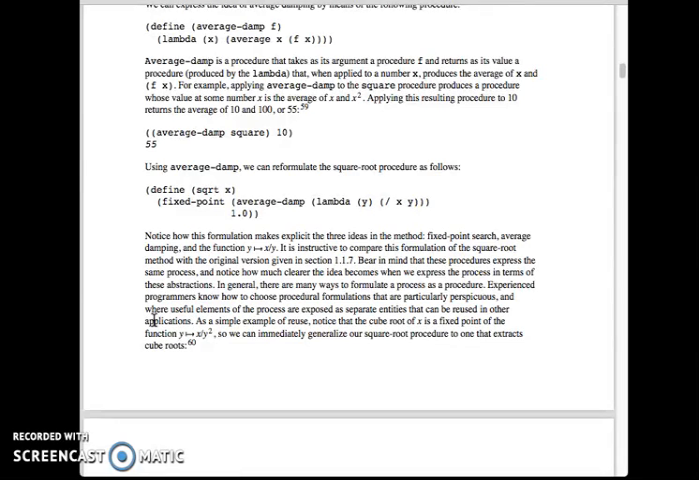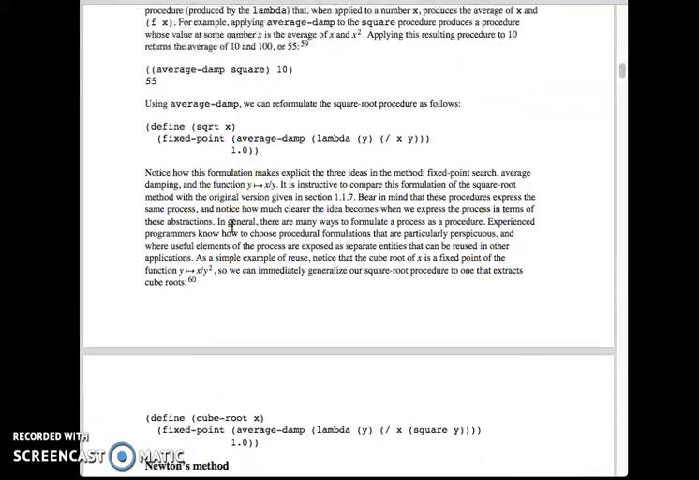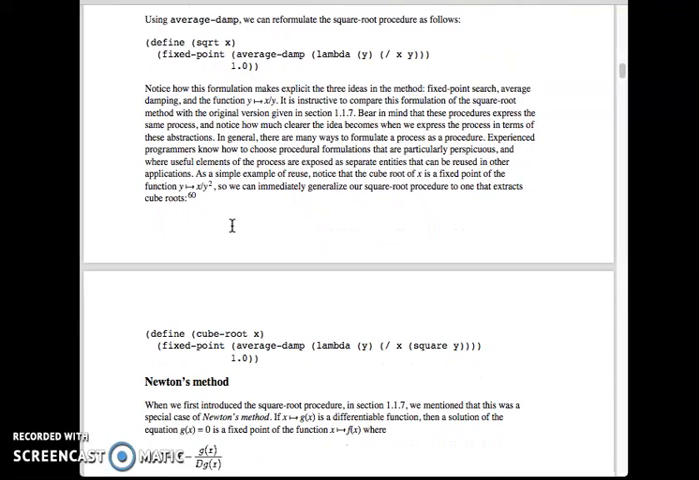Using average-damp, we can reformulate the square root procedure as follows. Define the procedure sqrt that takes input x to be fixed-point applied to average-damp applied to the lambda of y, x over y, and then 1 is the other input. Notice how this formulation makes explicit the three ideas of the method: fixed point search, average damping, and the function y maps to x divided by y.